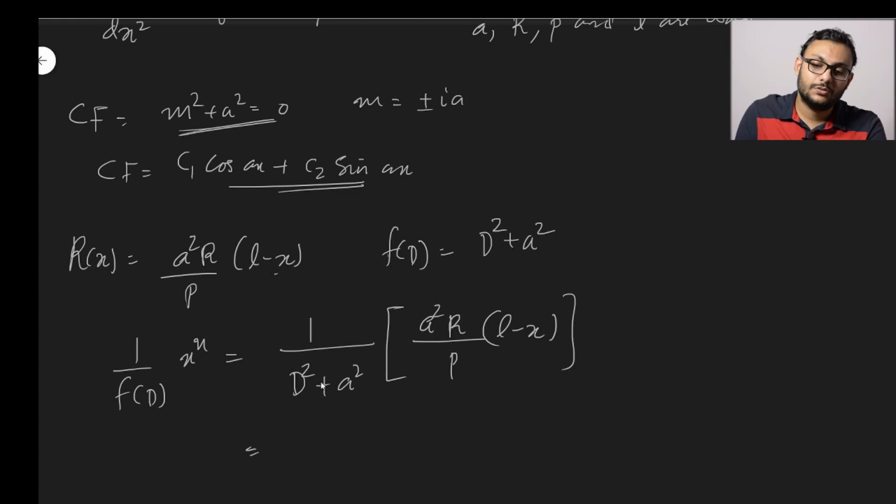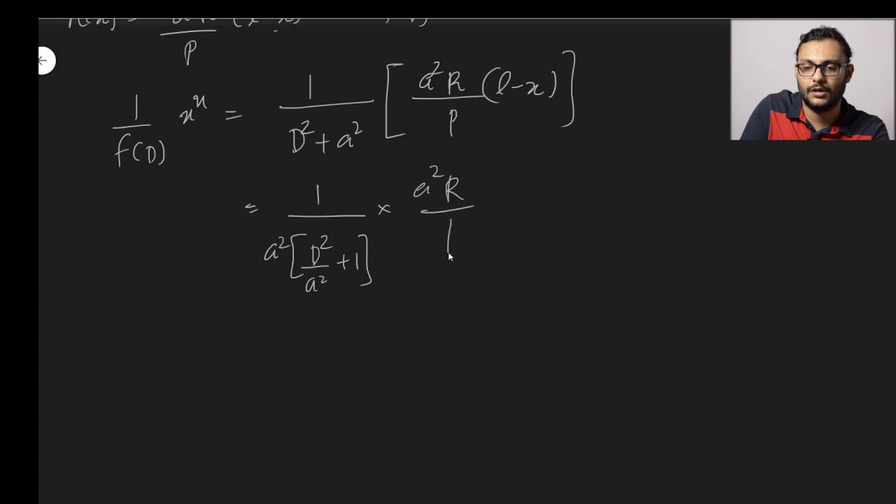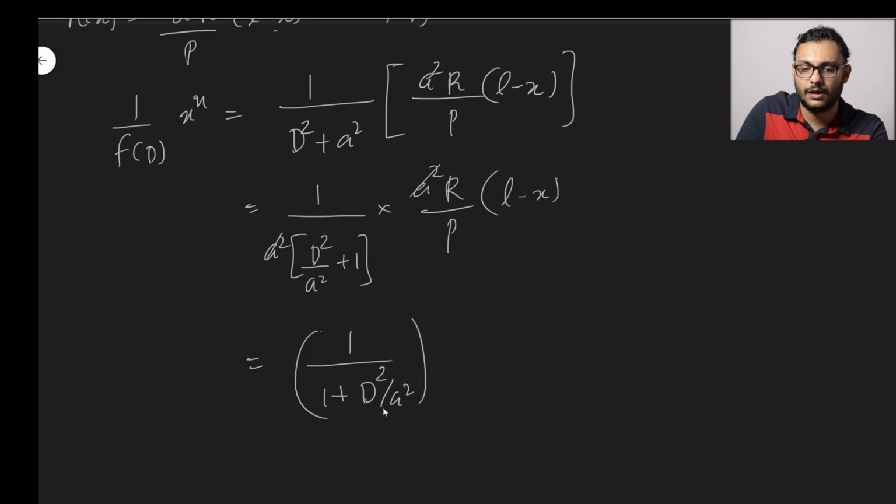Now, we want to take this to the numerator, but before directly converting this, we can take a square common. It will make our steps much easier. So, we take a square common from the denominator and we will get 1 by a square into d square by a square plus 1, into a square r by p into L minus x. We can cancel these a squares and we will get 1 by 1 plus d square by a square operating on r by p into L minus x.